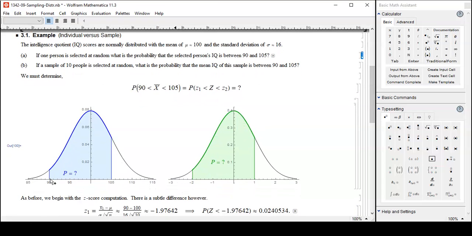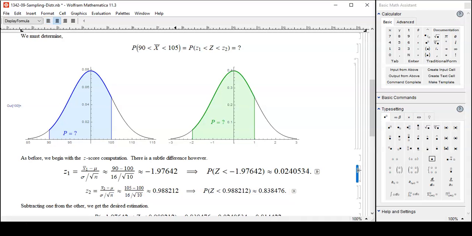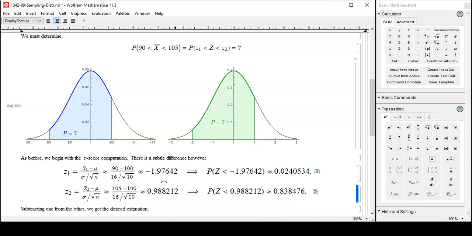How do I do that? From 90, we do a z-score computation. From 105, we do another z-score computation. And here's one for 90, and here's one for 105. Shall I increase the font? This one and that one too.